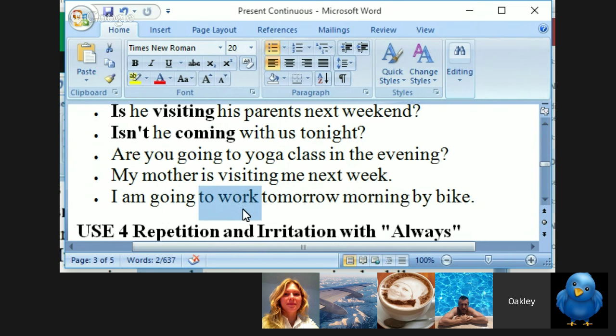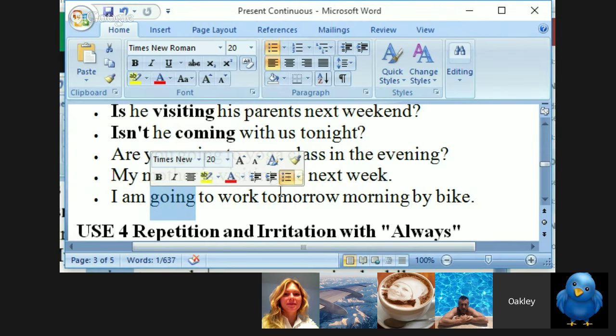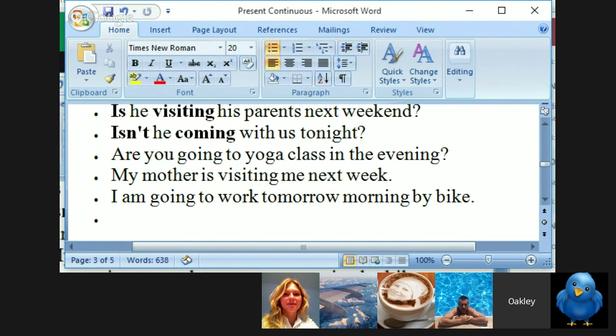Okay, so it is not I'm going to work with no clothes on tomorrow. That would be different. That would be future tense. I'm going to work with no clothes on. He's talking about actually going. It looks like future tense, but it's not. It is actually present continuous tense, to show what his plan is to get to work tomorrow. That's fine.